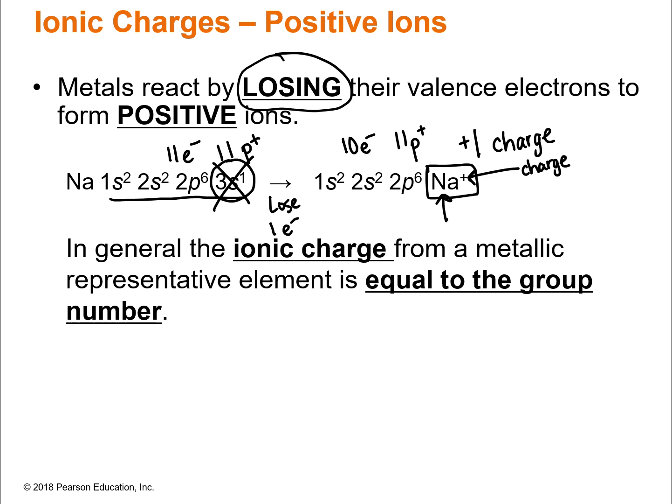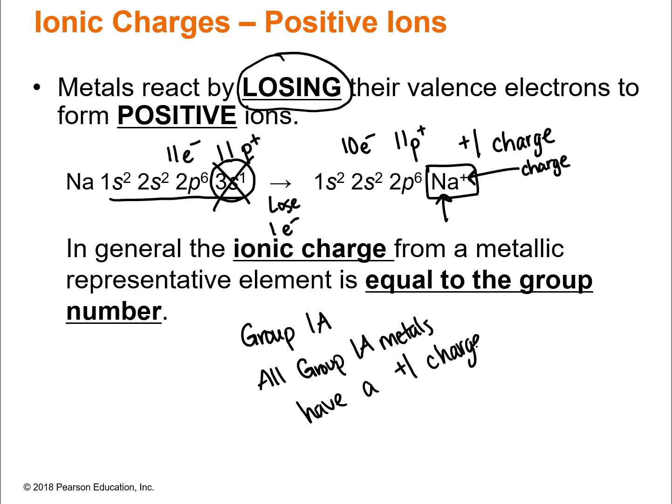In general, the ionic charge of a metal representative element is equal to the group number. So sodium is in group 1A. That means all group 1A metals have a +1 charge. If you were a group 2A metal, it would be a +2 charge.